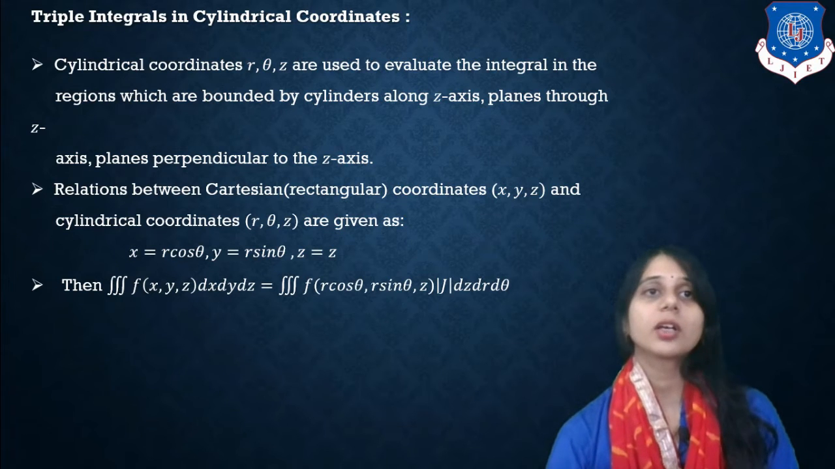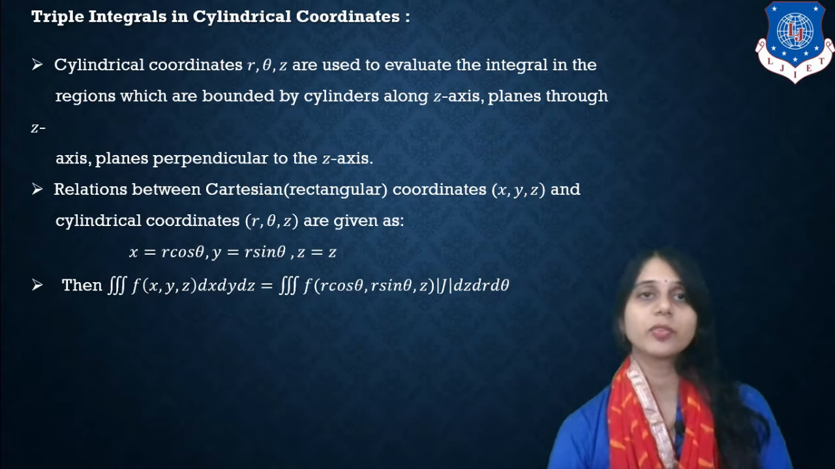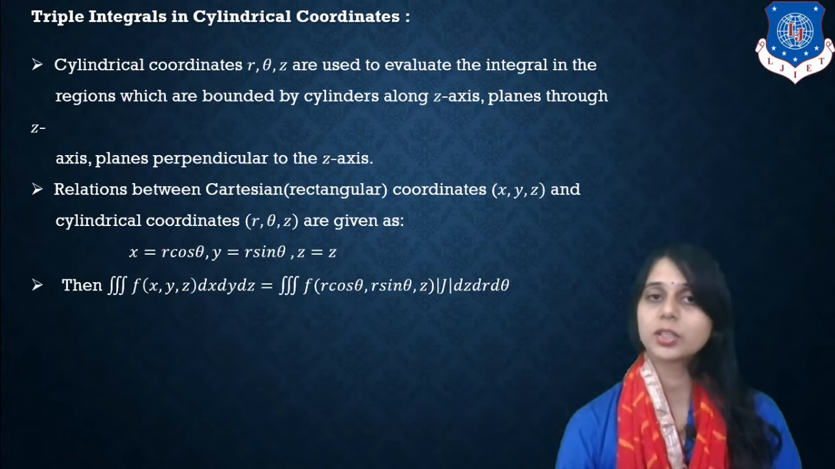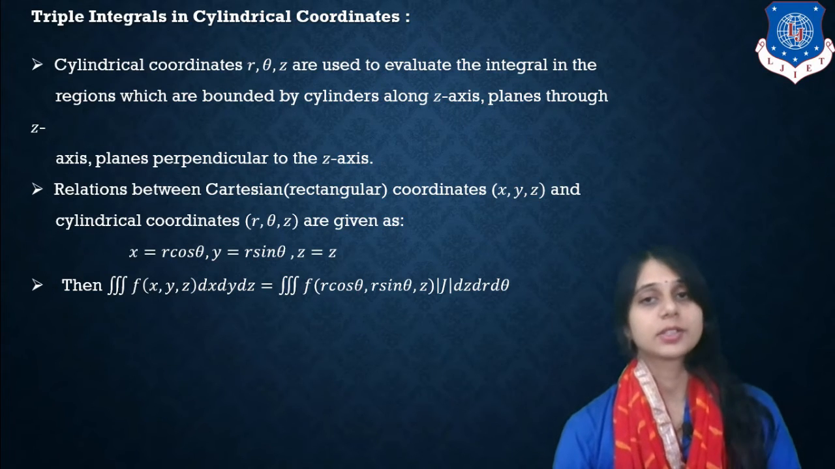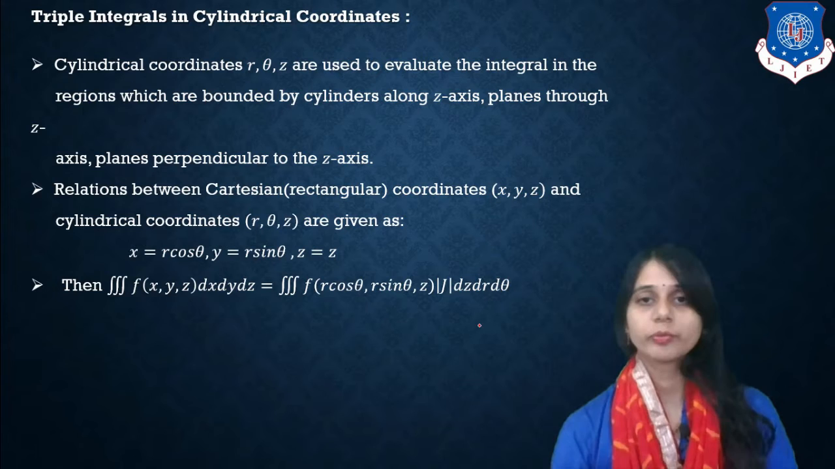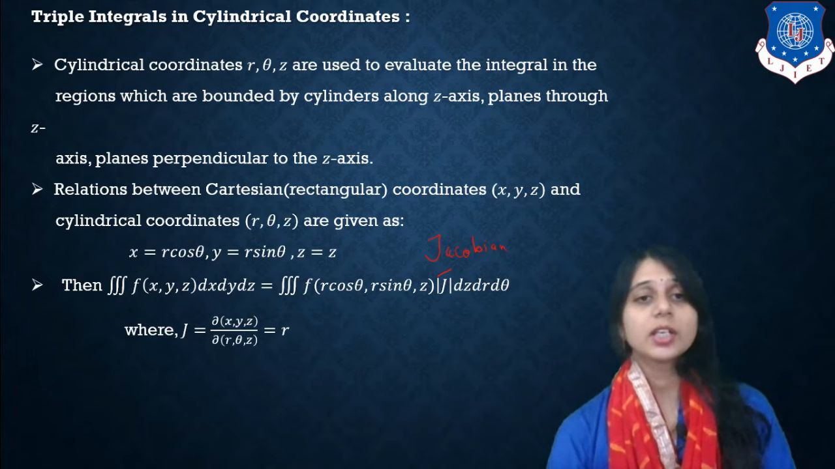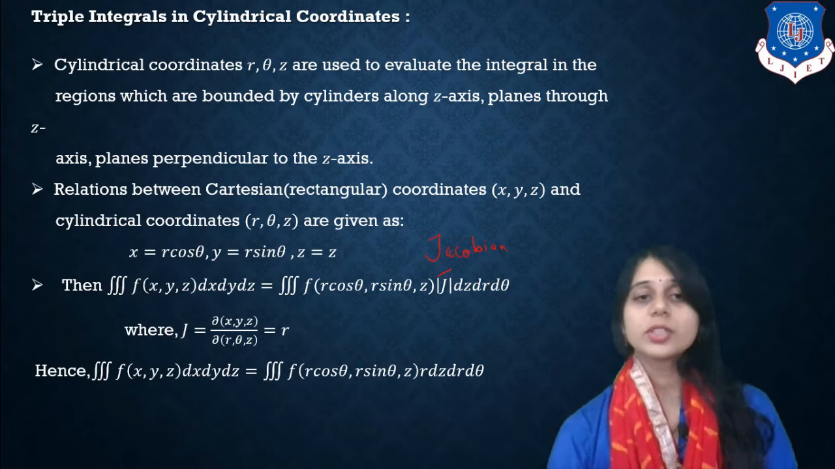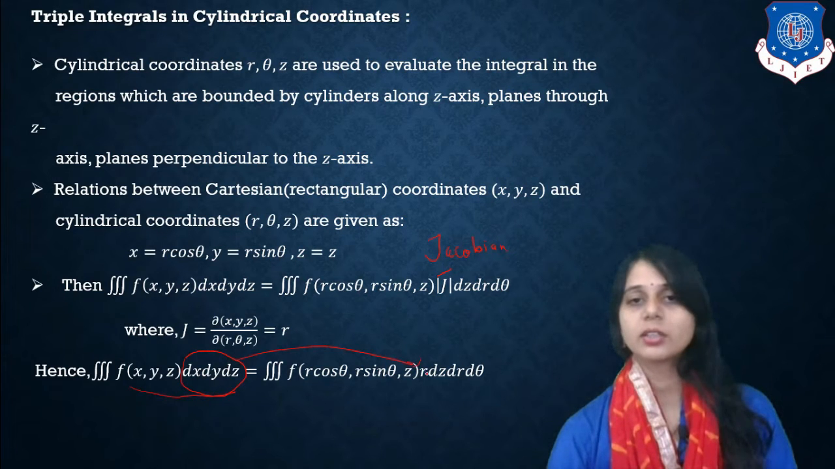In double integral, we convert it into polar coordinates. In triple integral, we convert into cylindrical coordinates. So, the triple integration f of xyz dx dy dz, we say that it is triple integration f of r cos theta, r sin theta, z, mod of J. What is mod of J? Mod of J is the Jacobian of coordinates, dz dr d theta, where J equal to del(x,y,z) upon del(r,theta,z) equal to r. So we say that in triple integration f of xyz, we are replacing dx dy dz as r dz dr d theta.